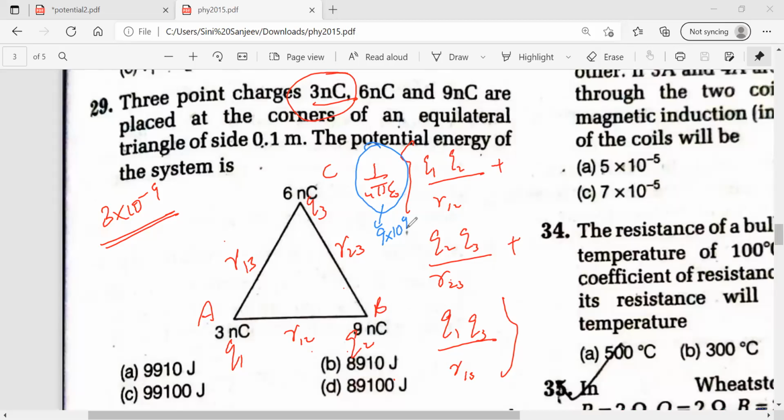So this is from an actual paper, KCET 2015 physics. We can see all the questions are direct. We just need to know the formula. Q1, Q2. Q1 is 3 nanocoulomb. Q2, 9 nanocoulomb. 9 is in 10 power minus 10. If you want, you can take the 10 power minus 10 also outside. The answer can be done very quickly.